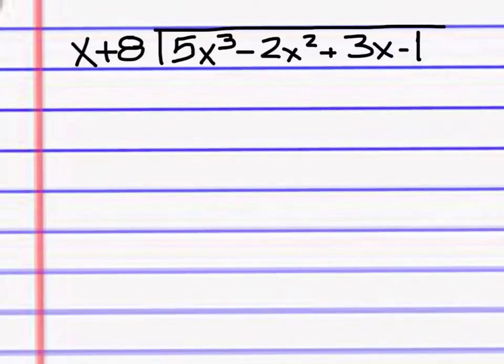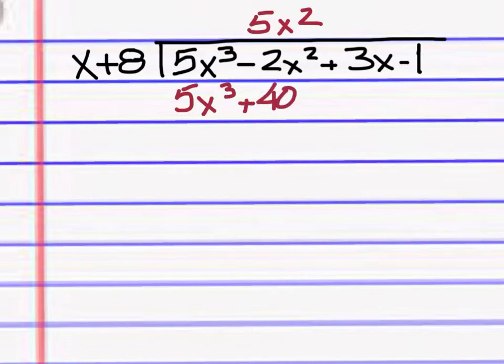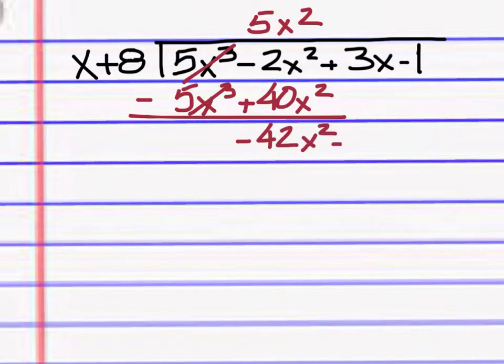Alright, on this problem, we're going to start with this. What do I do to this to get to this? And it should be 5x squared. So I'll end up with 5x to the third plus 40x squared here. And subtract, these cancel out. Negative 2 minus 40 is negative 42x squared, and drop the 3x.